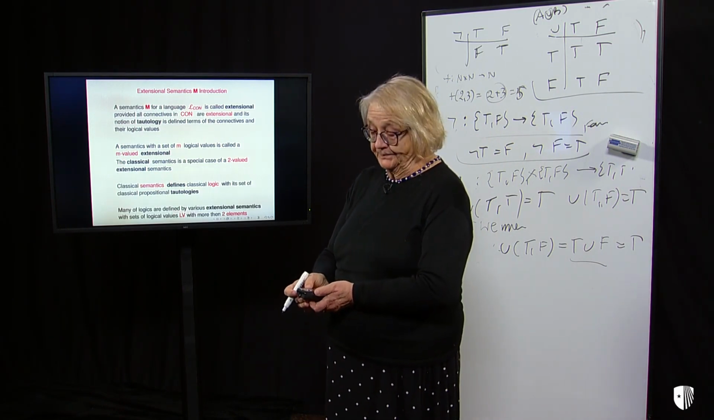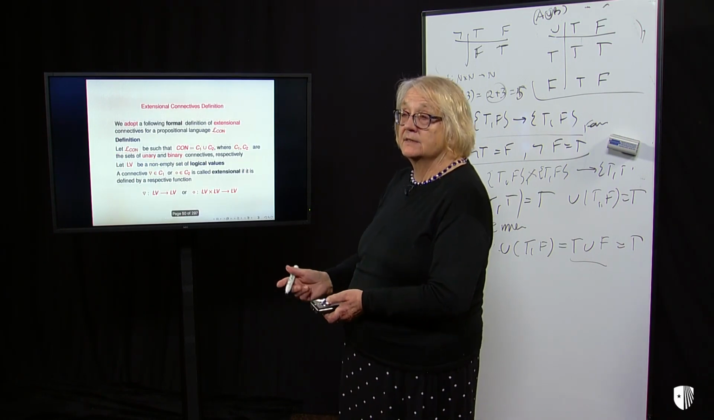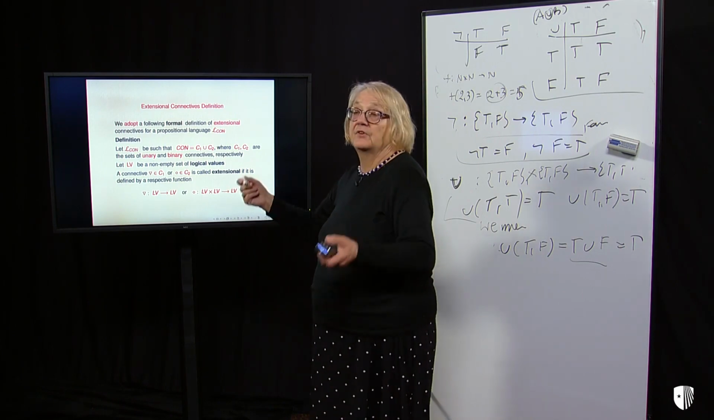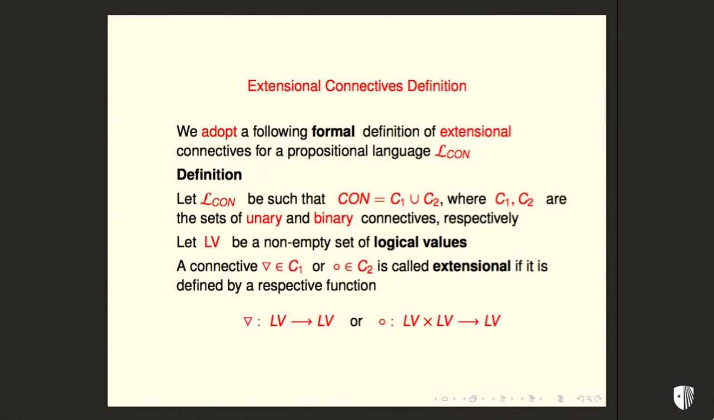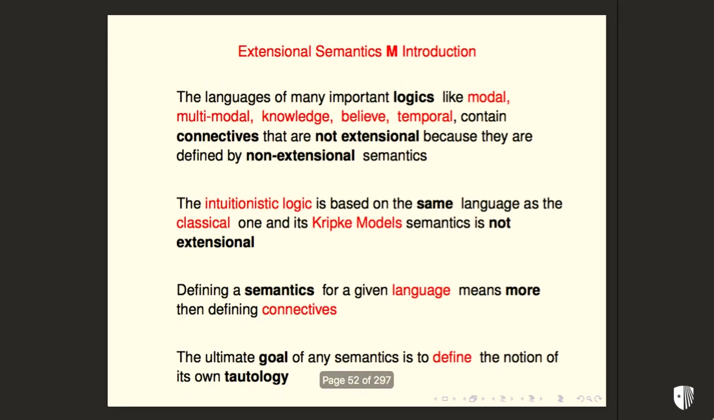And so extensional semantics is when connectives are just functions of logical values. It's very simple. A semantics with a set of m logical values is called m-valued extensional, and classical semantics is a special case of two-valued extensional semantics. And we did all the possible numbers of two-valued connectives and so on.